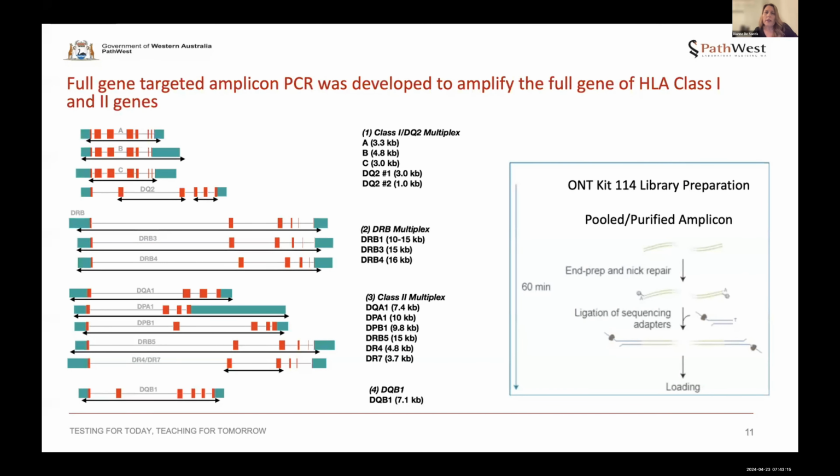So we amplify the full gene for class 1 and DQ alpha and some of the class 2 genes. Well, actually, they're all full gene. And recently, we've added ABO into our class 1 reaction mix. So it's 4 reactions per sample. We pool the amplicons from each of the 4 reactions. We purify the amplicon, and then we perform the library preparation as per the ONT kit's recommendations.